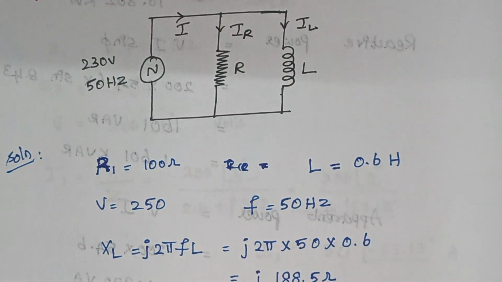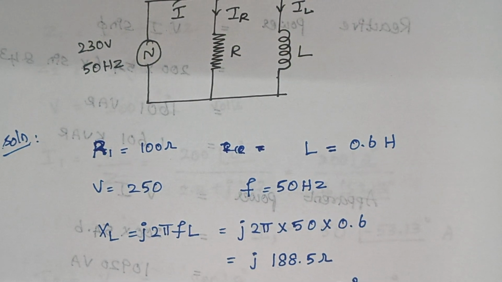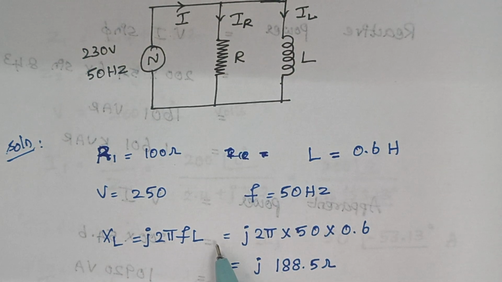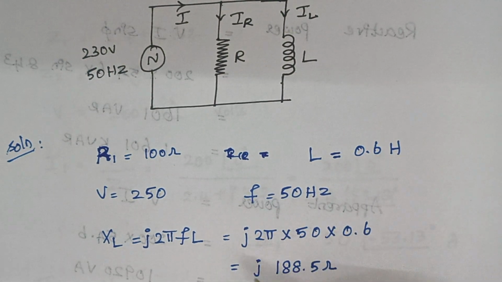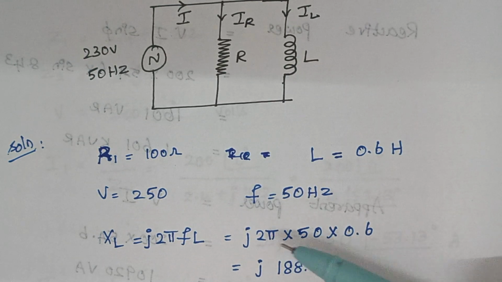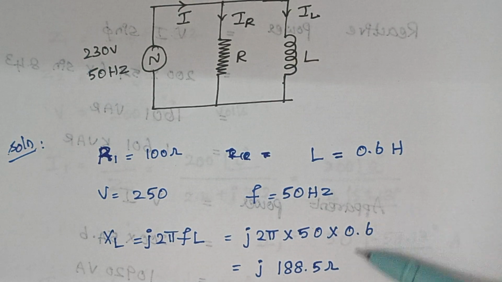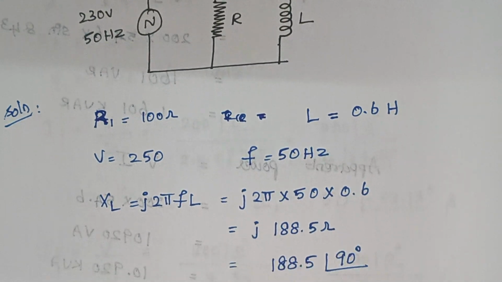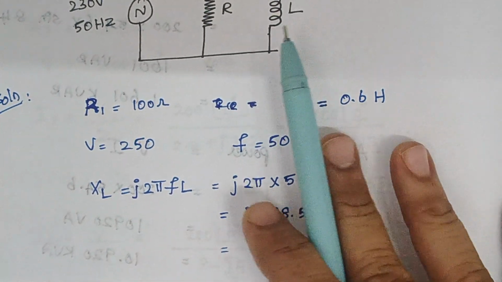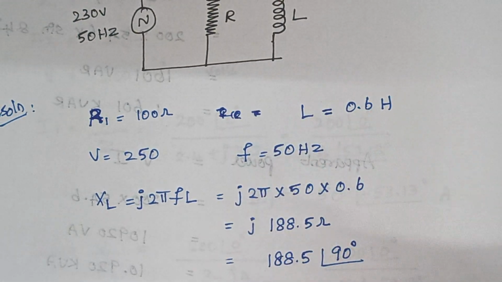So the first step is calculating XL. XL is given by j 2 pi f L, right? If it is XC, then we have to use minus j. Since it is XL, here we include j alone. So we know 2 pi, we know f, we know L, just substitute and write the value in polar form.